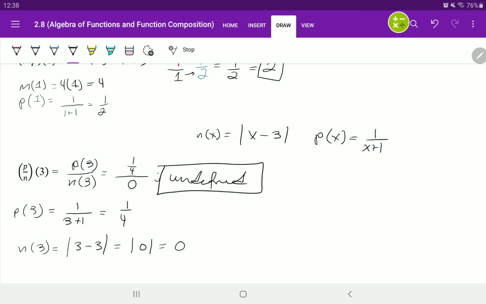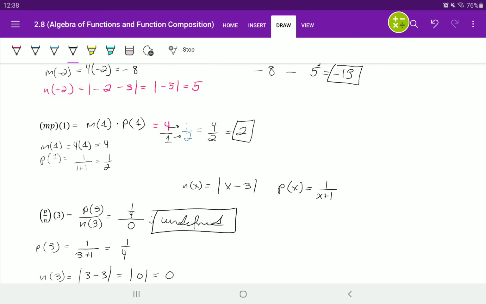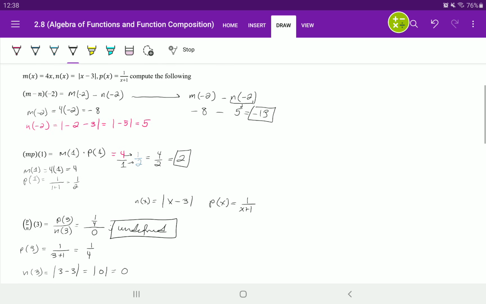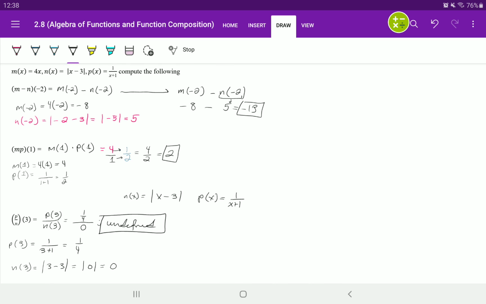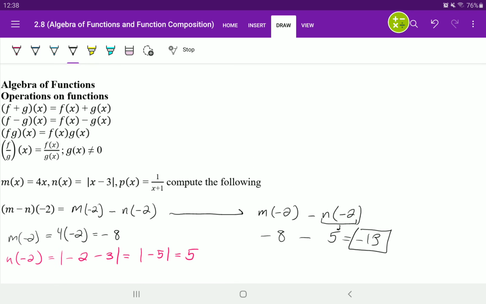And there you go, guys. This is how we perform the algebra of functions. These are the answers to the 3 questions. Get an overall broad view of it, screenshot it. And these are the operations on functions.